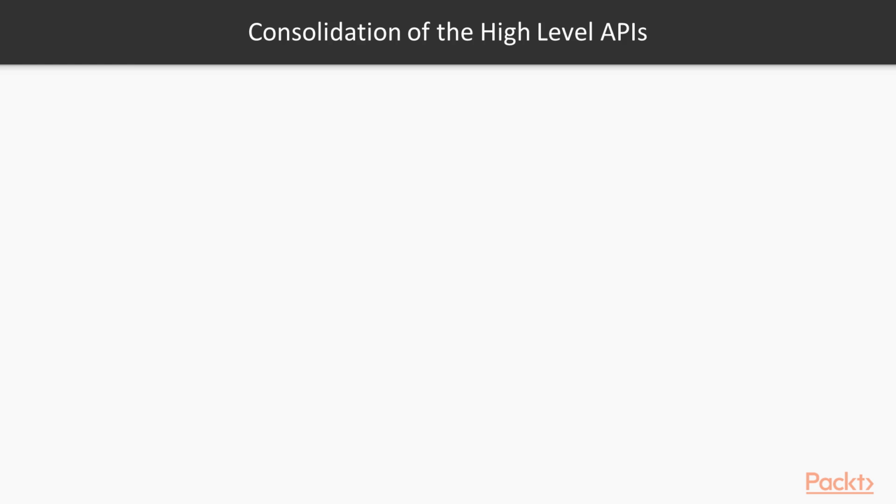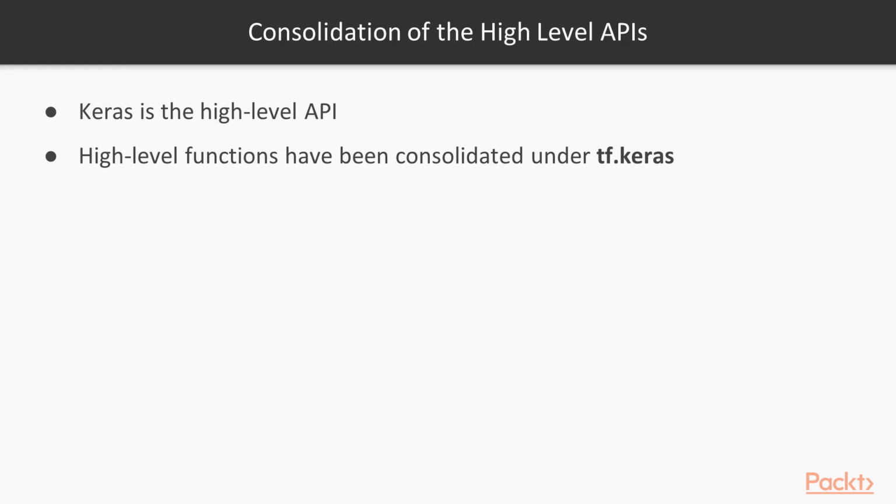The third part is consolidation of the high-level APIs. Keras is the high-level API now in TensorFlow 2.0. And a lot of high-level functions have been consolidated under a version of the Keras API called tf.keras. So we will see this also in some of the demos.